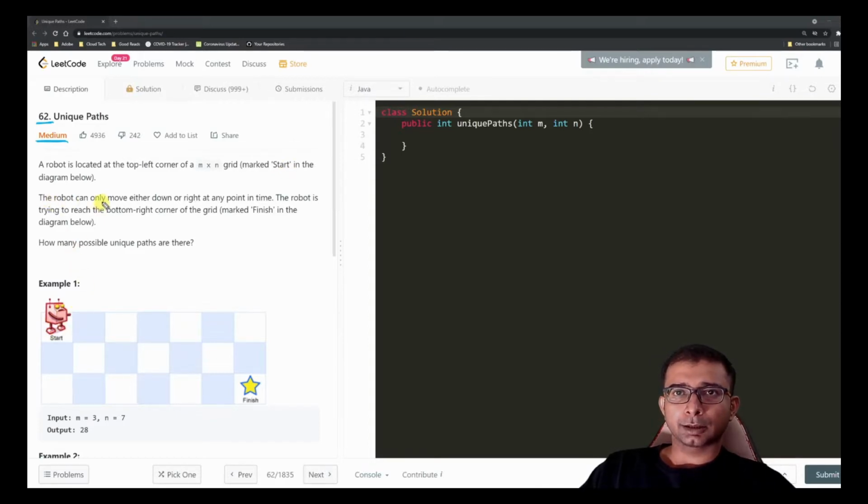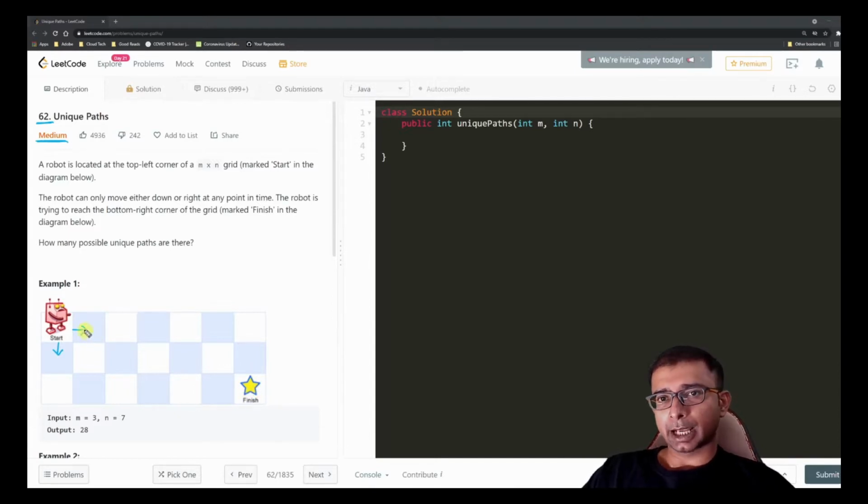The robot can only move down or right at any point in time. The robot is trying to reach the bottom right corner of the grid, marked finish in the diagram below. So this is where he wants to reach. So how many possible unique paths are there? So this robot, who can move either right or down, wants to reach this cell, which is at the bottom right corner of the grid, right?